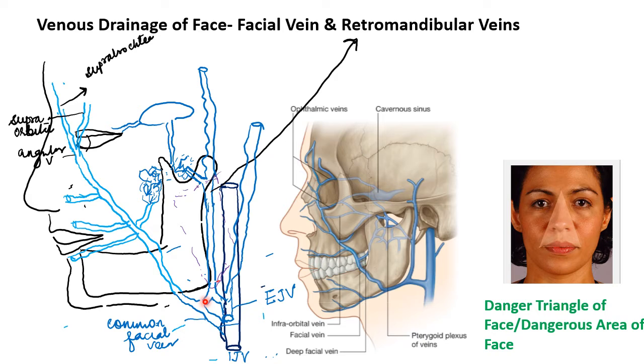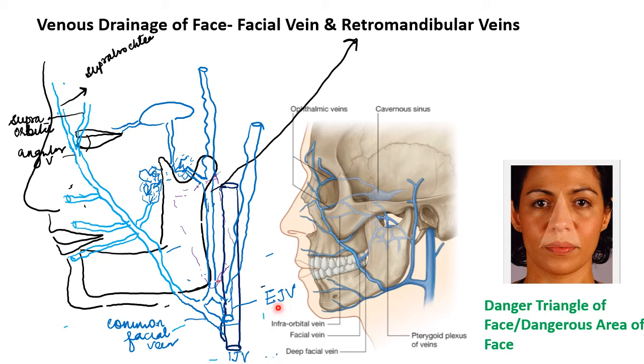So the anterior division joins the facial vein to form the common facial vein, which joins the internal jugular vein. The posterior division joins with the posterior auricular vein, which is coming from behind the auricle. So somewhere here from behind the auricle, and together they form the external jugular vein.